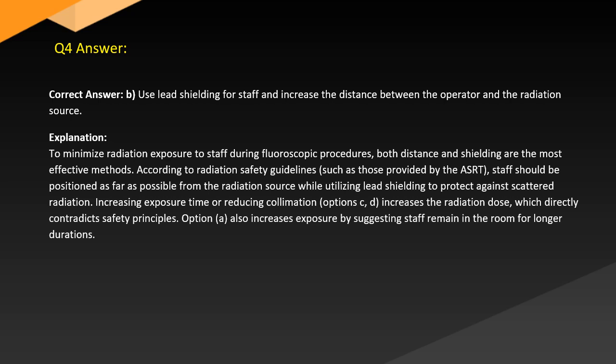Staff should be positioned as far as possible from the radiation source while utilizing lead shielding to protect against scattered radiation. Increasing exposure time or reducing collimation, options C and D, increases the radiation dose, which directly contradicts safety principles. Option A also increases exposure by suggesting staff remain in the room for longer durations.